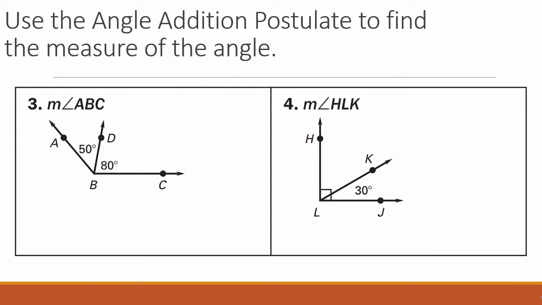Problems number 3 and 4 are yours. In both of these problems, we are to use the angle addition postulate to find the measures of the angle. So for checkpoint problem number 3, find the measure of angle ABC. And for checkpoint problem number 4, find the measure of angle HLK. I'll give you a hint. This little square box over here means that this HLJ is 90 degrees.